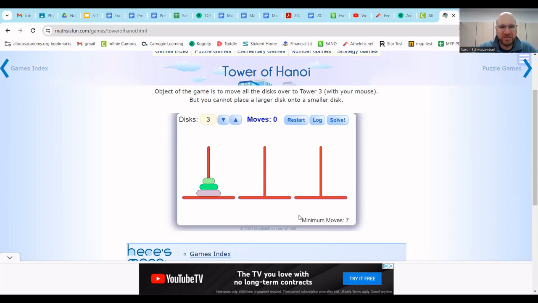You can see here we've got 3 discs. It says minimum moves is 7. With this game, you must move all the discs from the leftmost peg to the rightmost peg without ever setting a bigger one on top of a smaller one. So I'm going to demonstrate this with 3. So far that's 3 moves, 4 moves, 5 moves, 6 moves, and 7 moves.